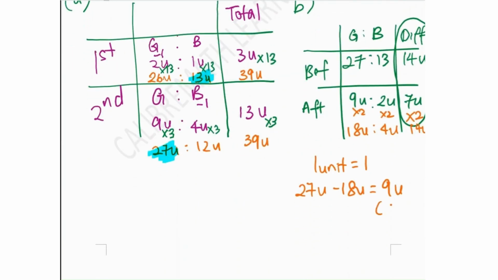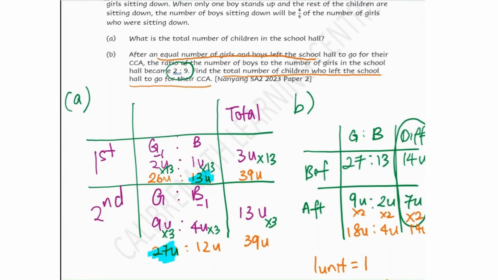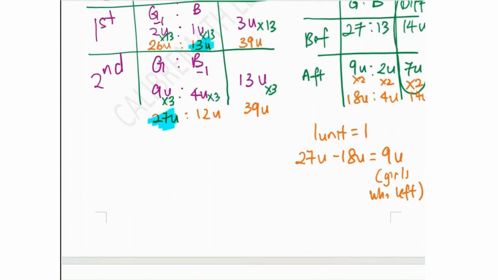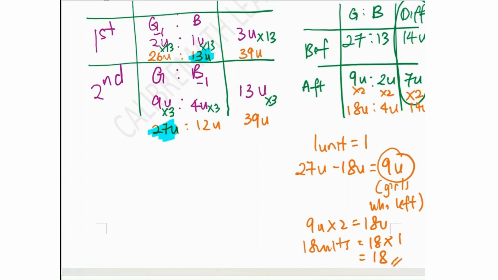9 units represent the number of girls who left the school hall for their CCA. Since we know that an equal number of girls and boys left the school hall, the number of units of boys who left the school hall will be the same, which is 9 units. So in total, 9 units times 2 will give us 18 units. 18 units is the total number of children who have left the school hall. So we can find 18 units by using 18 multiplied by 1, and that gives us 18. So the answer for this question is 18 children left the school hall for their CCA.